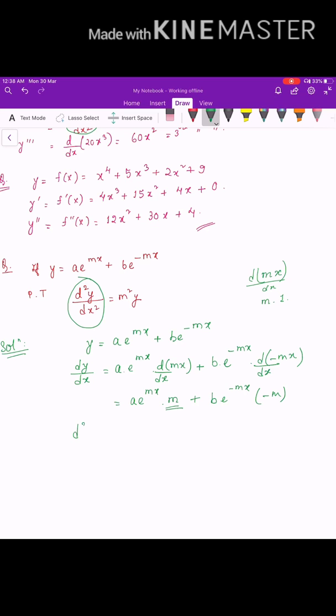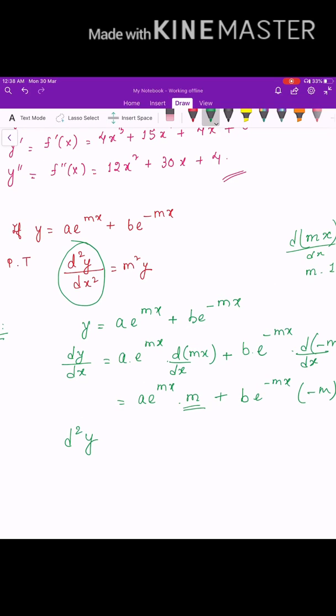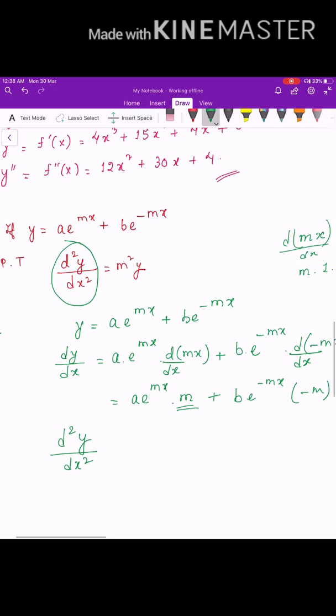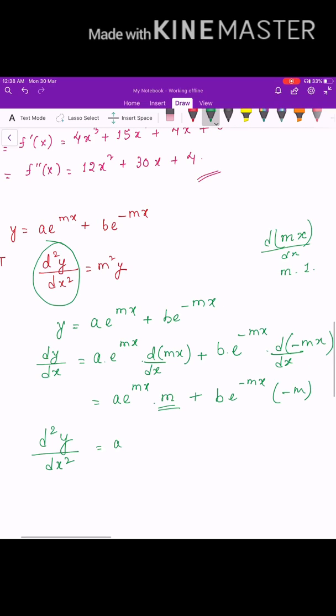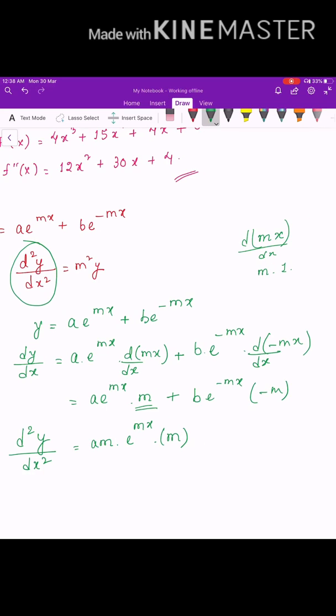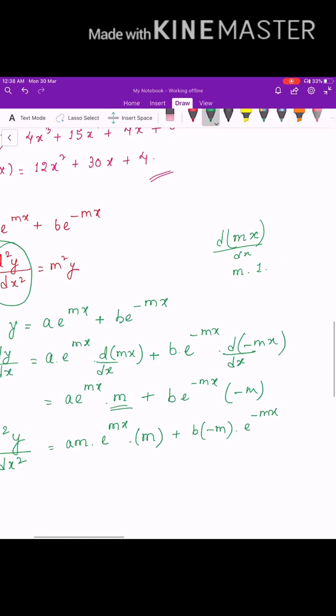I'll have to differentiate the above expression once more so that I get the second order derivative, that is d2y by dx2 or y double dash. It is equal to, now here a into m are constant, right? I'll have to differentiate e to the power mx. So e to the power mx, I can directly write now m, as we have already seen in the above line, plus b into minus m comes together. They come together because they are constant terms. I have to differentiate e to the power minus mx, so e to the power minus mx minus m.